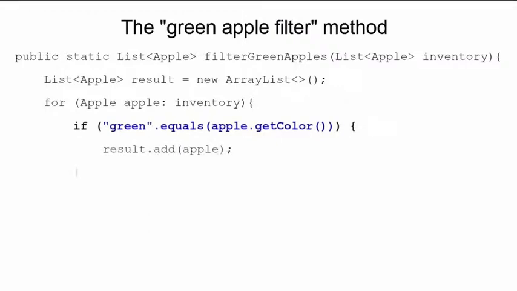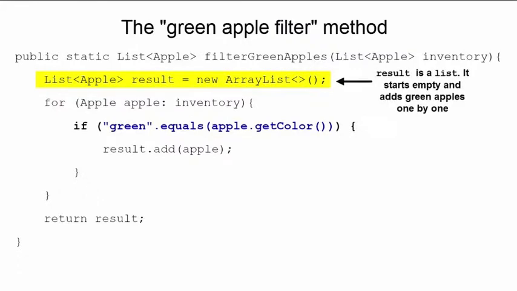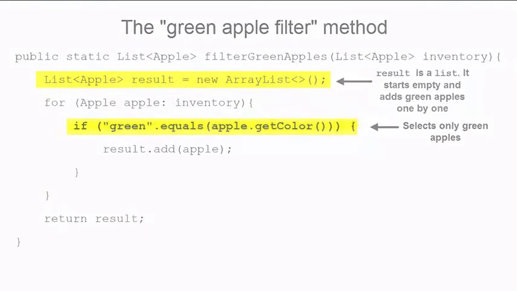Notice here, result is a list, which accumulates the result. It starts as empty, and then green apples are added, one by one. Here, the highlighted code instructs our method to select only green apples. This works perfectly, assuming all you'll ever need this filter to do is to select green apples.